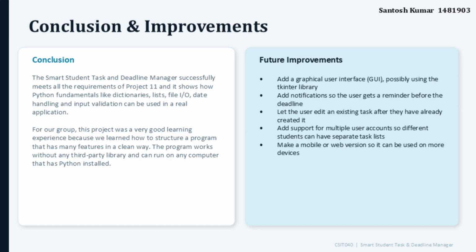like to add in the future. First, a graphical user interface, possibly using the tkinter library, so it's more visual and easier to use. Second, notifications, so the user gets a reminder before a deadline instead of having to check manually. Third, an edit option so users can update a task after they've already created it. We'd also like to add support for multiple user accounts so different students can keep their own separate task lists. And finally, a mobile or web version so the app can be used across more devices, not just on a computer. So, overall, we're happy with what we built and we can clearly see how it could grow further.